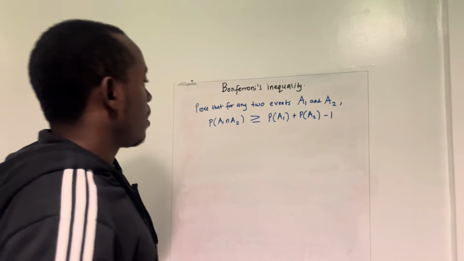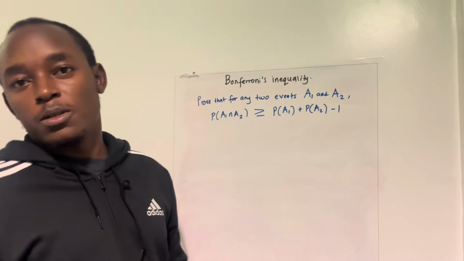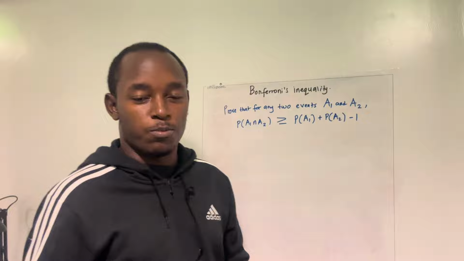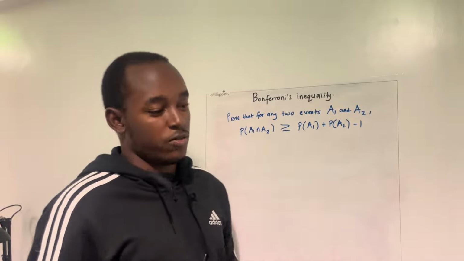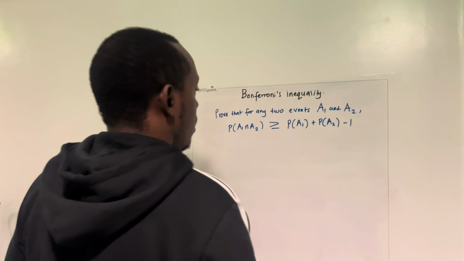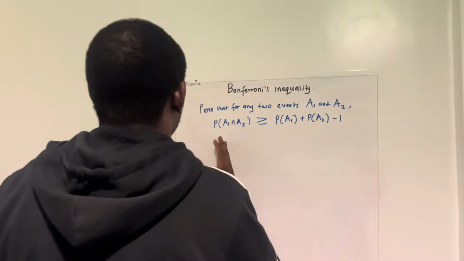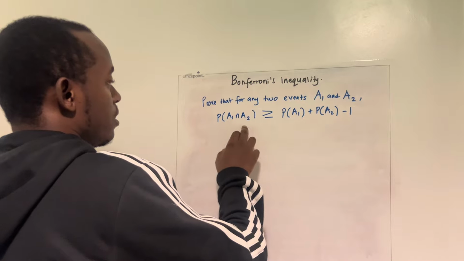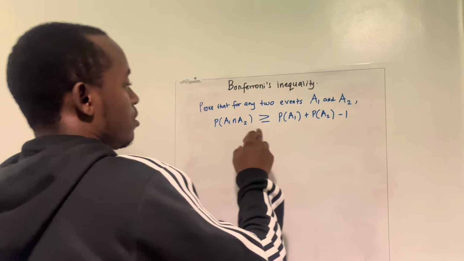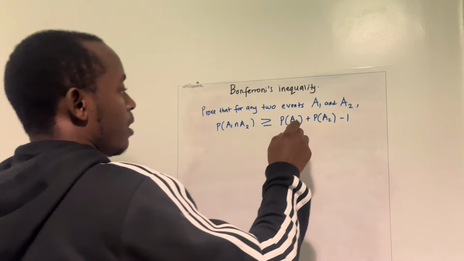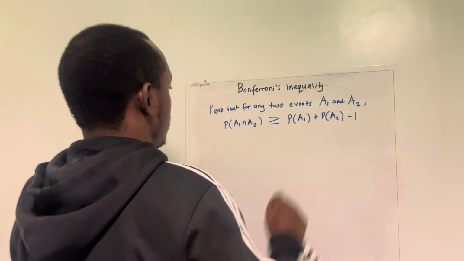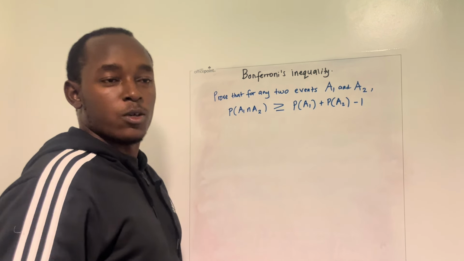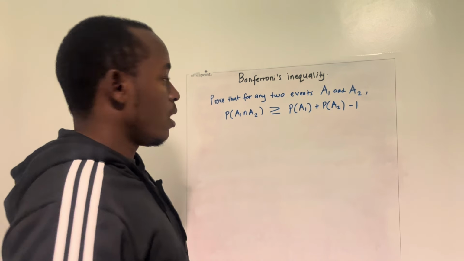So we're going to start with a very simple case where we are only considering two events, and then we're going to expand it to include multiple events. So the inequality states that for any two events A1 and A2, we're going to prove that the probability of their intersection is greater or equal to the probability of each event minus 1. So I'm going to first give the intuitive approach to this question.